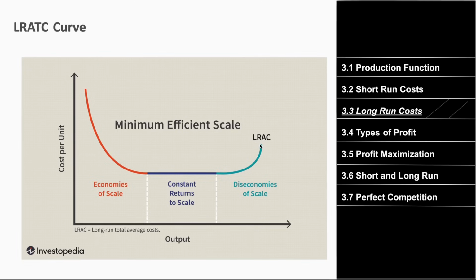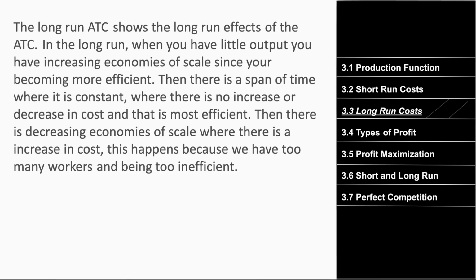This is because of the law of diminishing marginal returns, right? The more output you have in the long term, the more it costs. So remember, economies of scale, costs are decreasing. Constant returns to scale, they're constant. Diseconomies, costs are increasing. You want to remember this graph, right? Output, cost per unit, economies of scale, constant returns, diseconomies of scale.